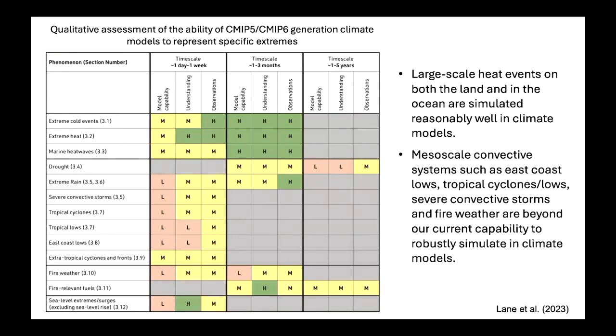So what they concluded in the study is that obviously our climate models are able to simulate many of those large-scale heat events, both over land and in the ocean, reasonably well. However, many of what we call the mesoscale convective systems, such as East Coast lows and tropical cyclones and severe weather, these are really the systems that generate high impact weather, and are currently beyond the capability of our climate models to robustly simulate. Well, the question is, why is that, right?